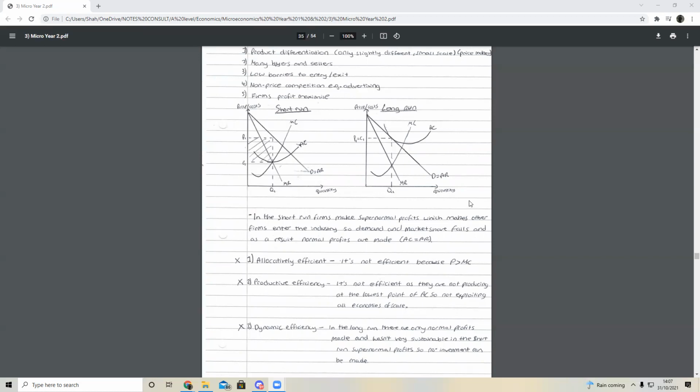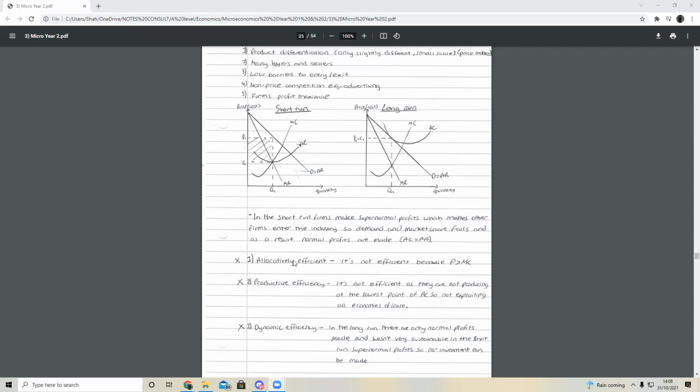If a question asks you to explain why some market structures make normal profits in the long run, it's because there are low barriers to entry, so more firms can come in. Anything that lets firms come in is basically about how contestable the market is. The more contestable it is, the easier it is for firms to get in and steal some of the supernormal profits.